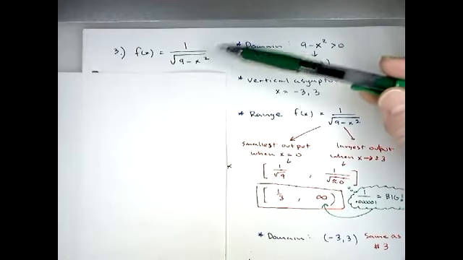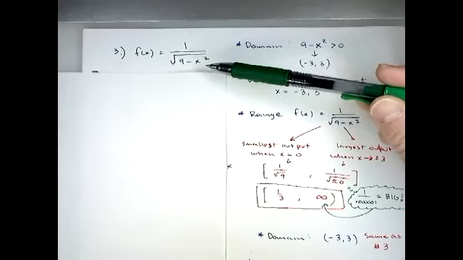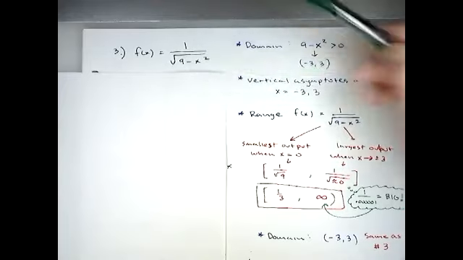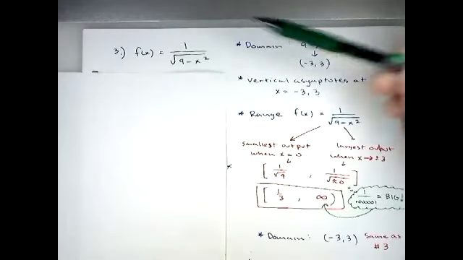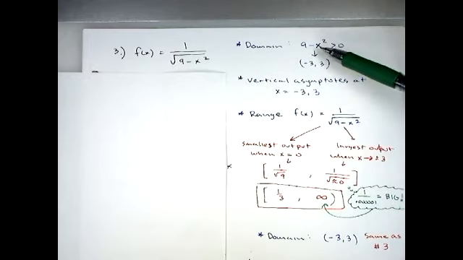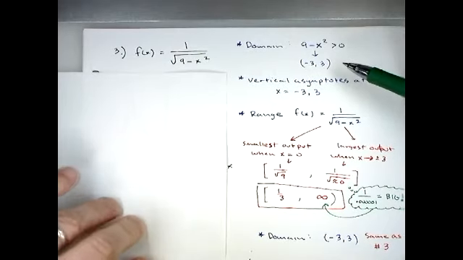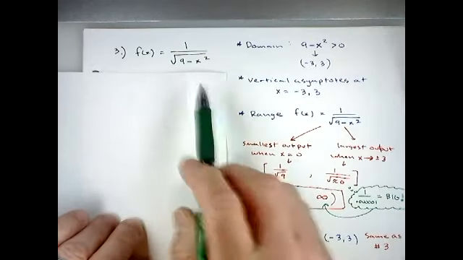Okay, so here's one. 1 over the square root of 9 minus x squared. The last one on the previous video was just the square root of 9 minus x squared. We saw that was the top half of a circle, but this is 1 over that. So let's start with the domain and the range. These are tools that kind of help you graph. Think about what the graph of the function would look like.